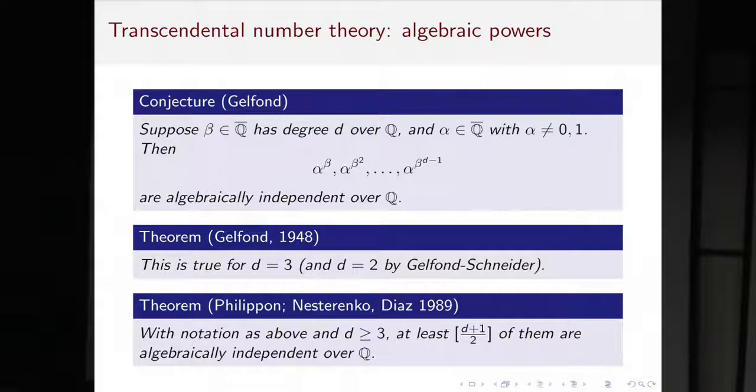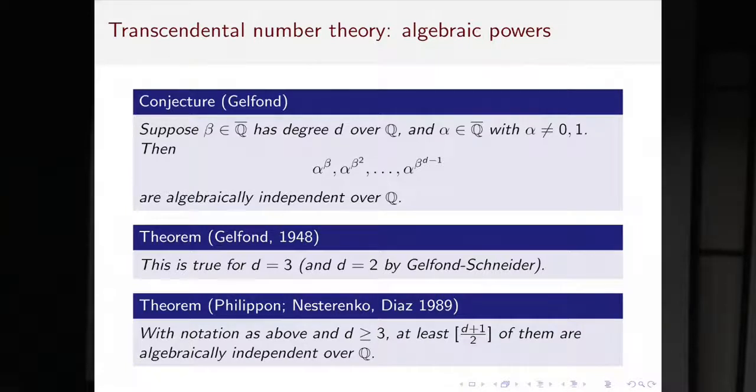So just to mention another line of results in transcendental number theory, you can generalize the a to the b idea in another direction. This was also conjectured by Gelfand: if this beta, now I've switched from a to the b to alpha to the beta, is algebraic of degree d, then these d-1 powers, alpha to the beta to the j, for j equals 1 to d-1, should be not only transcendental, but algebraically independent. And he proved this for d equals 3; for d equals 2, it's Gelfand-Schneider.